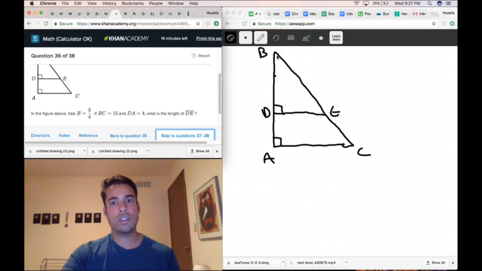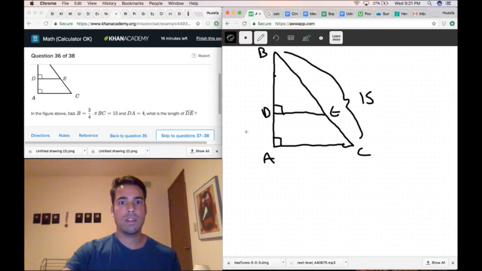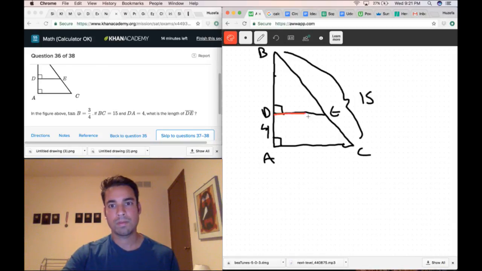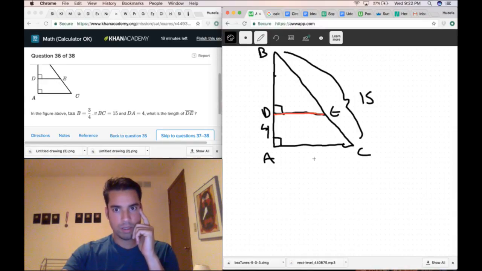Tangent of B, so tangent is opposite over adjacent. So, let me plug in all these others. BC equals 15, and DA equals 4. What is the length of DE? So we want this length. I'm just going to put it in red so I remember. And it's a tangent of B, so opposite over adjacent is 3/4. Do we get any other values? BC, right? 15. And this is 4.